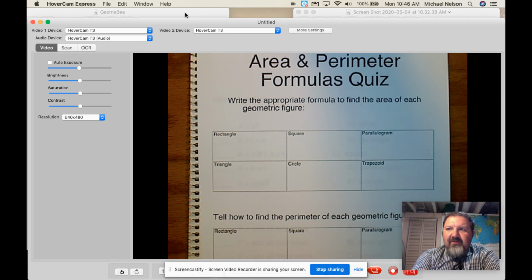But that's also calculus, which could be high school or college level mathematics. So let's get started on the area and perimeters formula quiz.